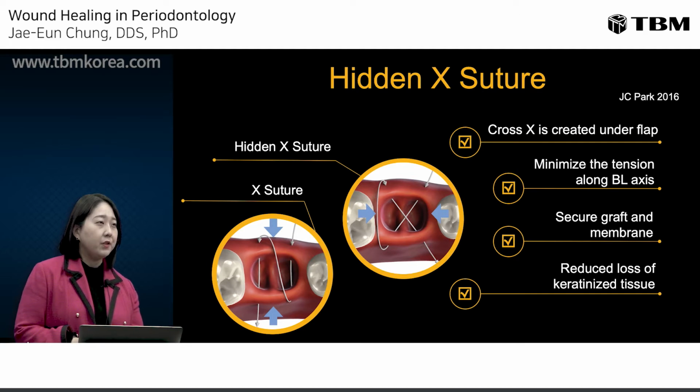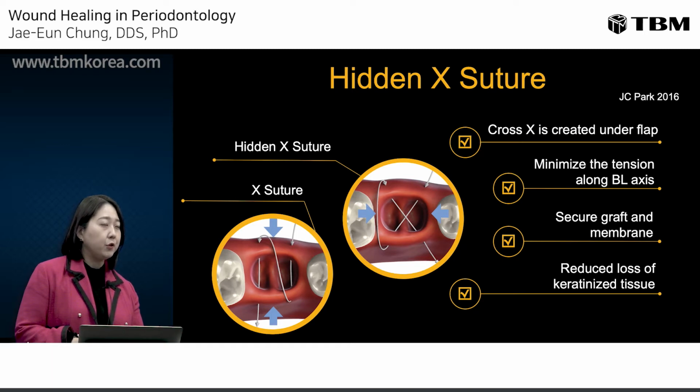This is the conventional figure of 8 suture. In the X suture, the needle passes over the extraction socket twice as it performs a continuous suture. A large cross-X is created over the socket after suturing. The blue arrow indicates the pulling vectors created by the X suture.